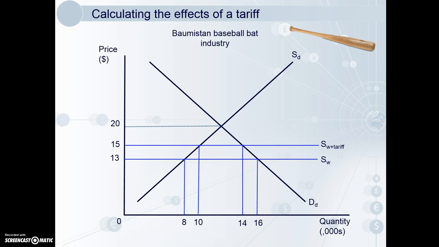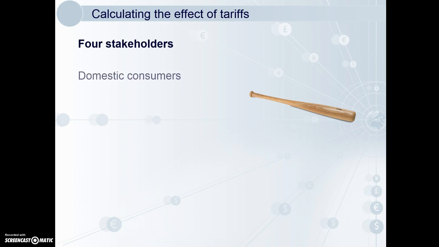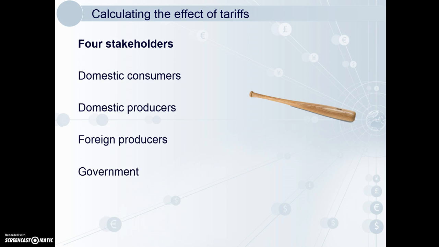Make sure you've added the numbers to this diagram. You'll need to do this so you can follow along through the calculations. We'll now look at the effects on various stakeholders. There's 4 stakeholders we have to consider here: domestic consumers, domestic producers, foreign producers, and the government.